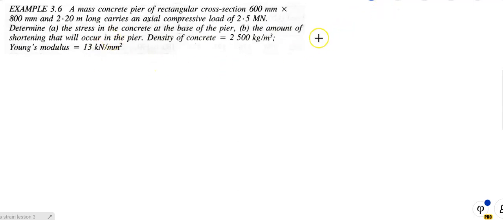Okay, so it wants us to determine stress, and I want to determine delta L. That's the question. Then it goes on to say the density of concrete is that over there. Now people, that's a standard figure. Okay, right, just something about density.